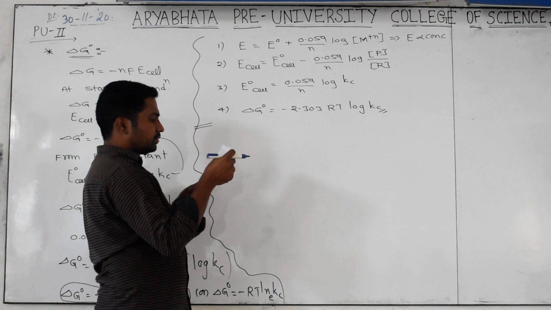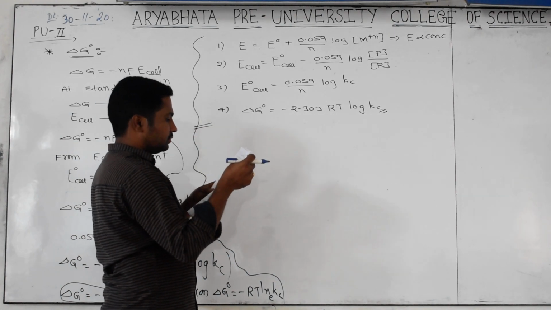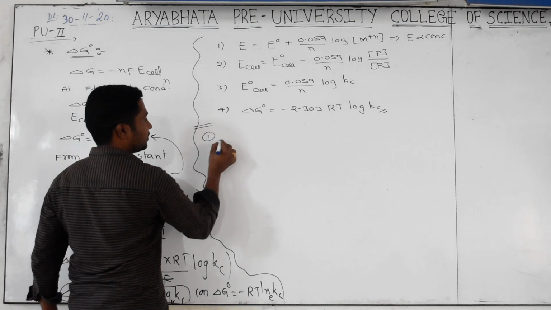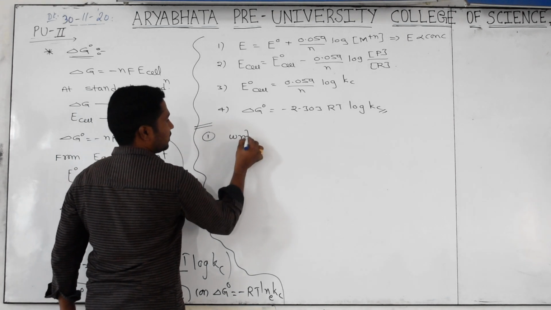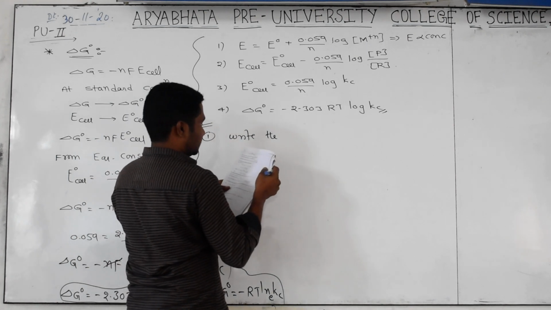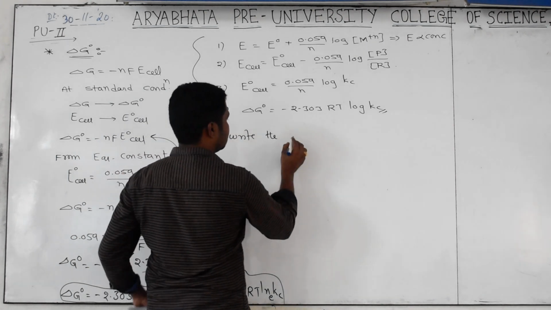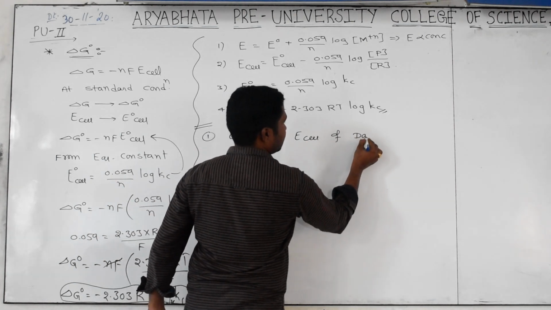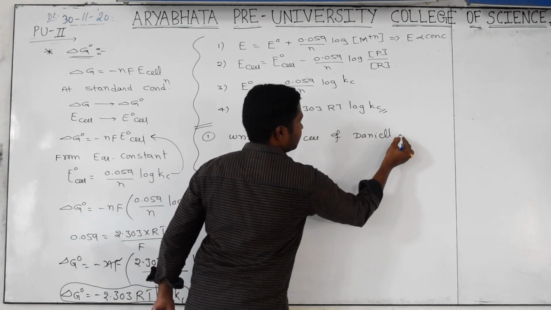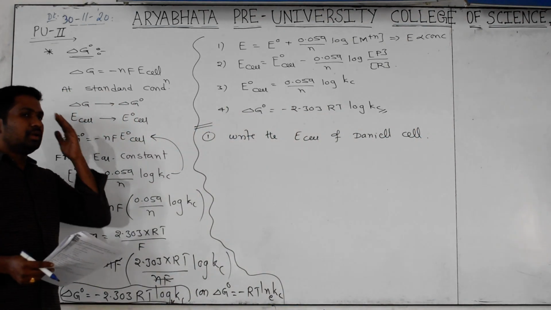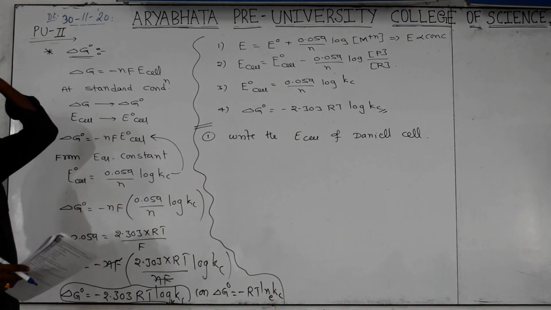Write the Nernst equation for the Daniell cell. Already we did, no? Otherwise, once again write down. Write the first question: the Nernst equation for the Daniell cell. Means the EMF of this cell. The formula for the EMF of the Daniell cell.